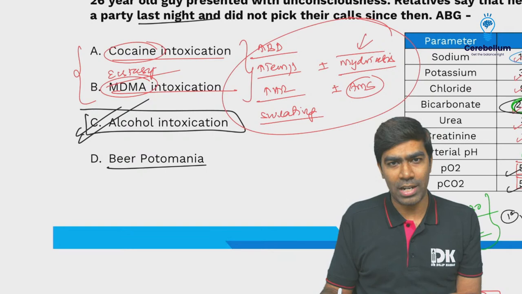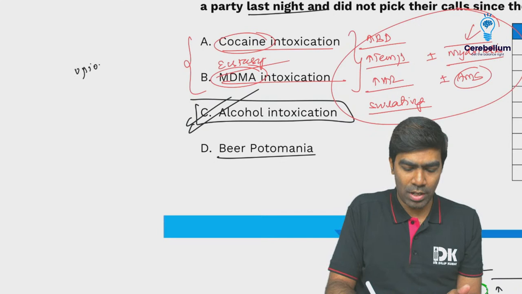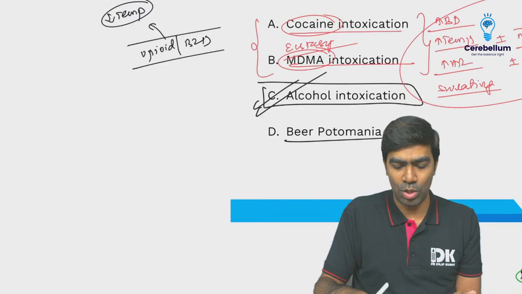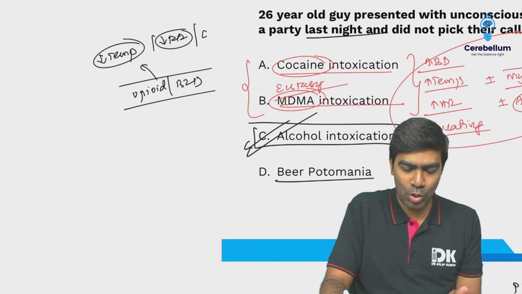And if it's opioid or benzodiazepine poisoning, how will you find out in the exam? It's pretty simple and straightforward. Both of these conditions will have hypothermia, that's very important. Both can have a low respiratory rate, and both patients will present with coma. These are common features between opioid and benzodiazepine poisoning.